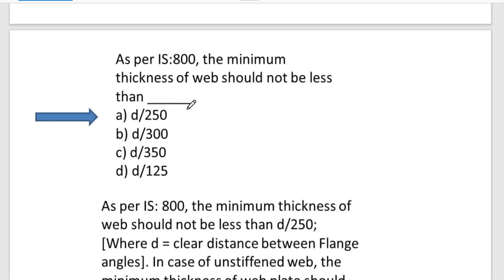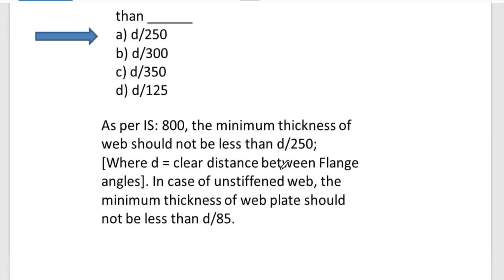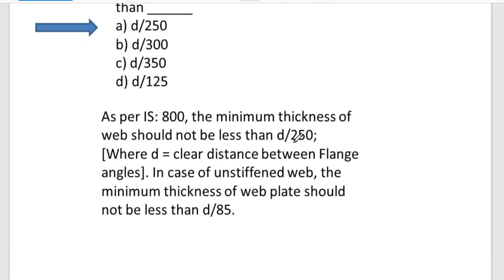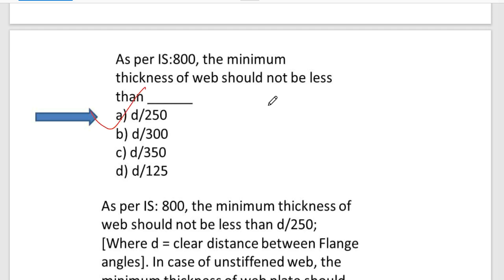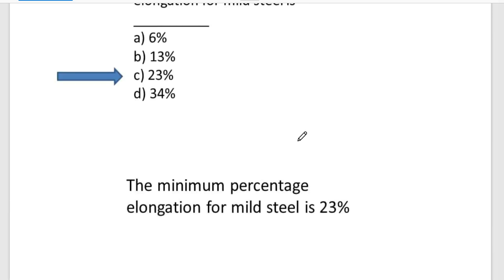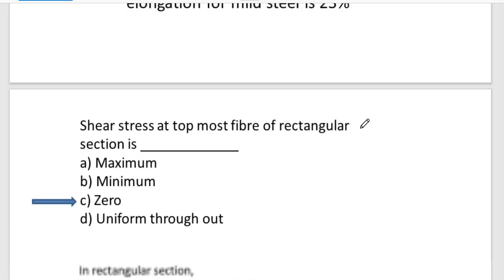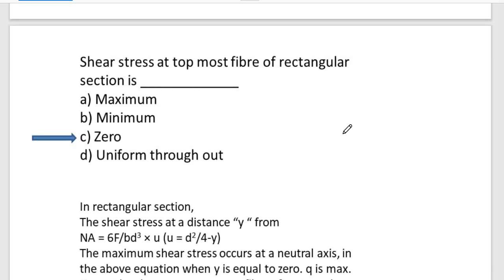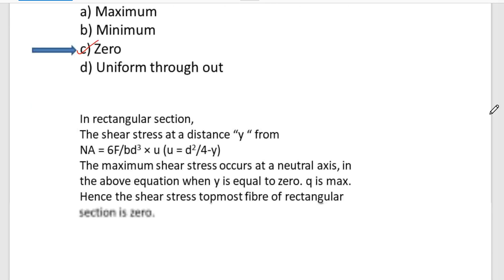Mainly IS code. Next question: minimum thickness of the web should not be less than? As per IS 456 the minimum thickness of the web should not be less than D/250, option A is correct. Elongation of mild steel, or minimum elongation, is 23%. Next is shear stress at the topmost fiber of a rectangular section. So the shear stress at the topmost fiber of a rectangular section is asked, and the answer is 0.